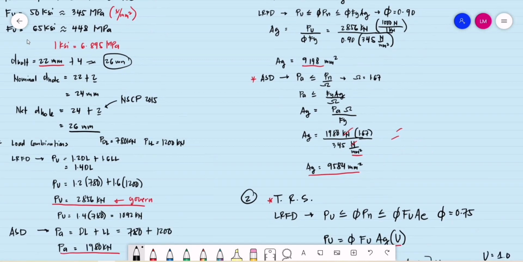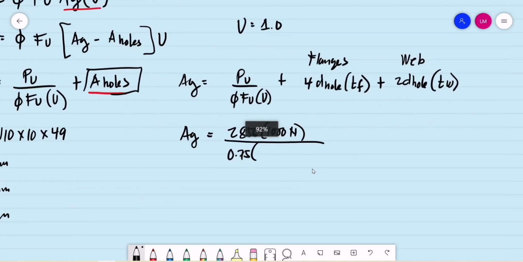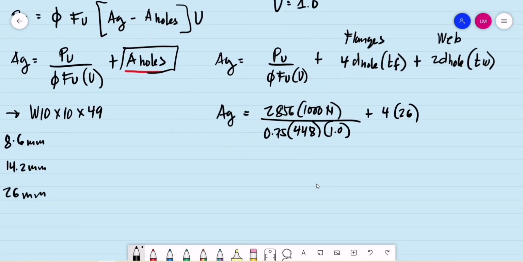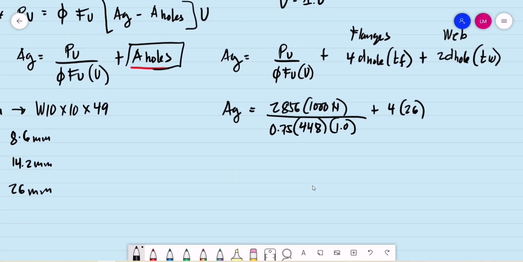The value of Fu is 448 megapascals. Shear lag factor is 1.0. Then plus 4 times the diameter of the hole, 26, times the thickness of the flange, 14.2. Then plus 2 times the diameter of the hole, 26. This is for the web. Thickness of the web is 8.6. So this will be the required gross area under LRFD.